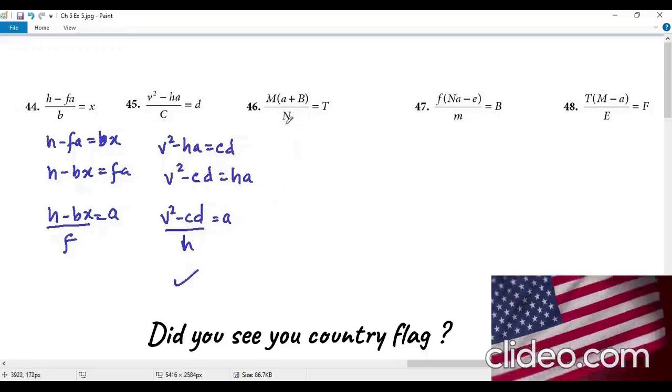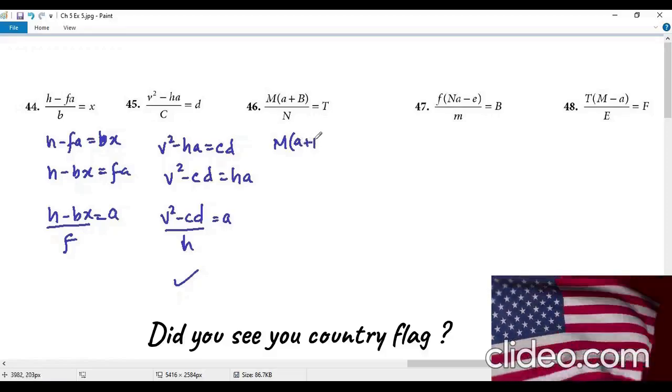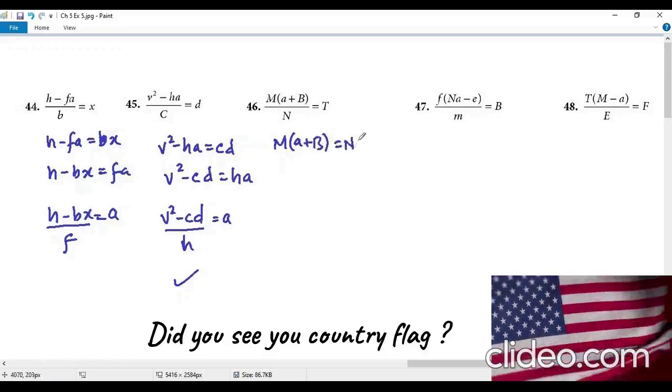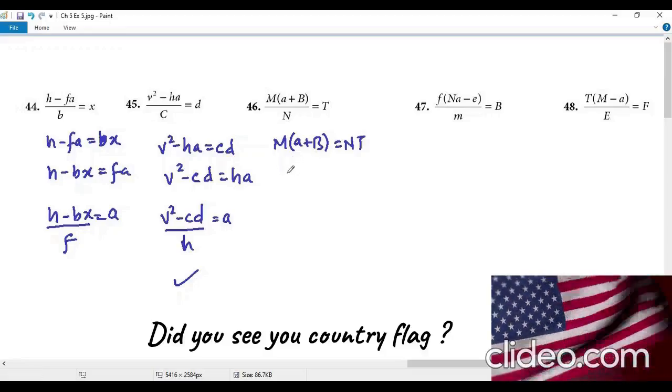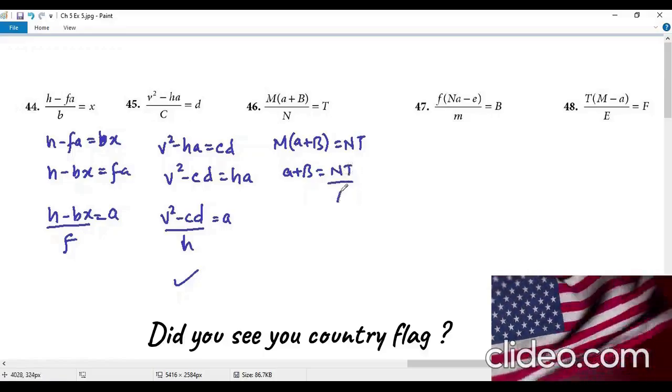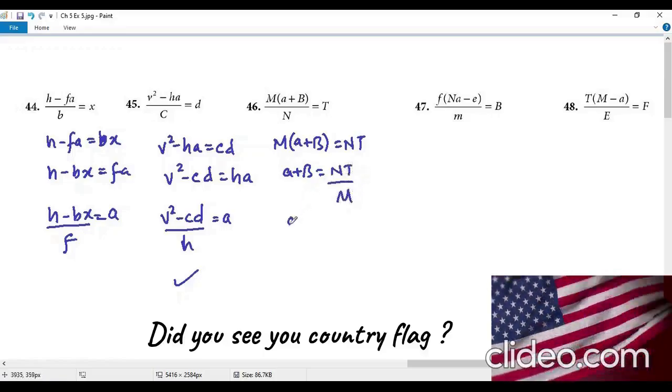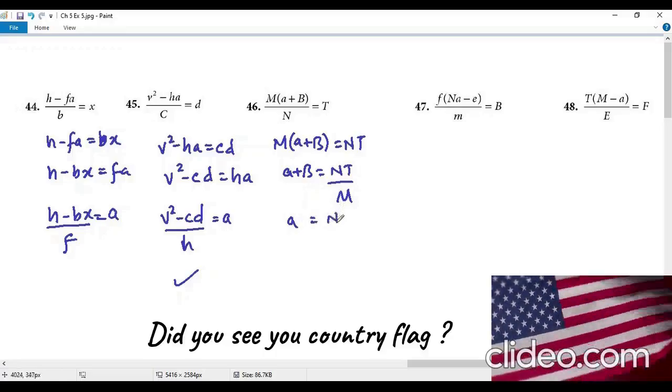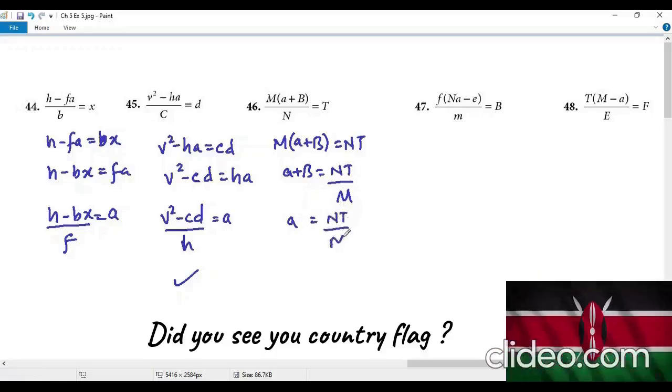Now comes m bracket a plus b equals nt. That means a plus b equals nt over m. That means a is going to be equal to nt over m minus b, which is going to be your final answer.